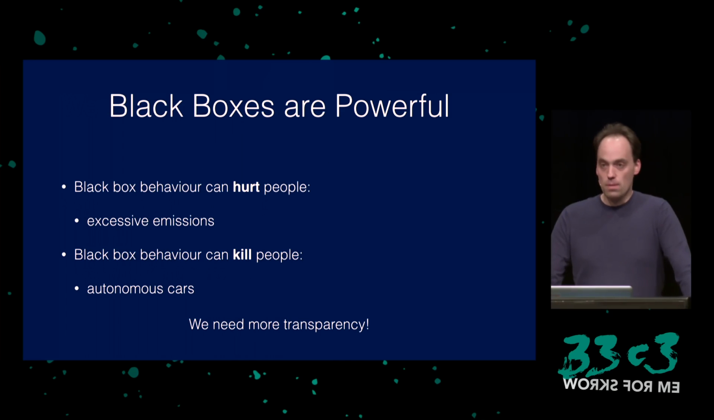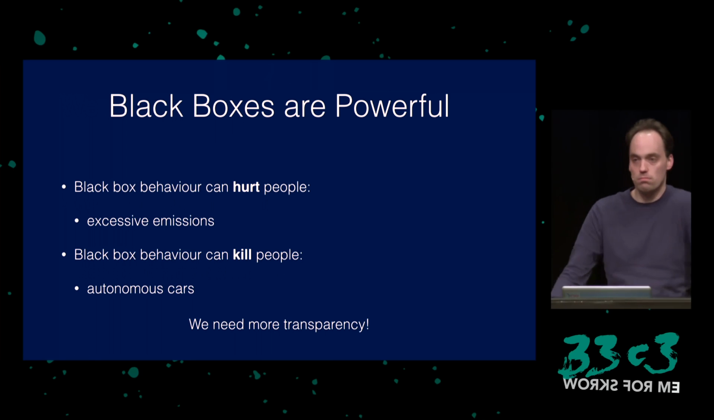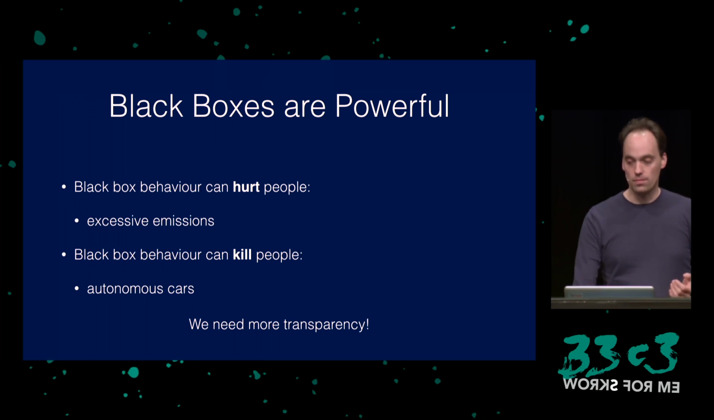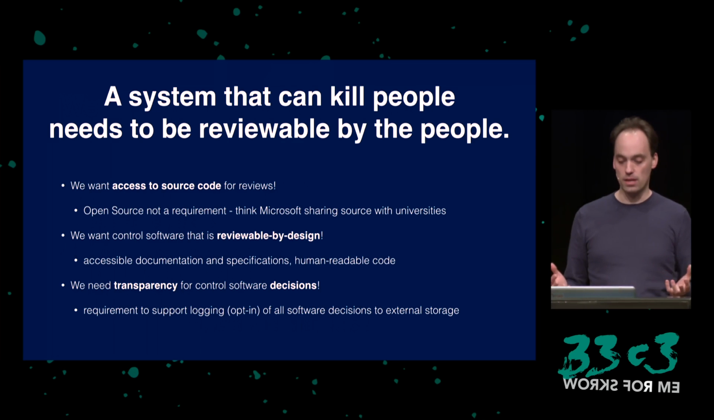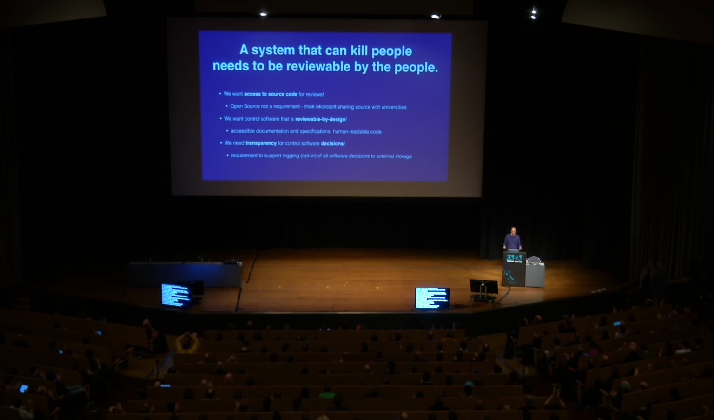The issue is black boxes are really powerful, right? Black boxes can hurt people with, for example, excessive emissions. They can kill people if we think about autonomous cars that make mistakes. So what we do need, I think, is more transparency. A system that can kill people needs to be reviewable by the people. I think this is a very important thing.